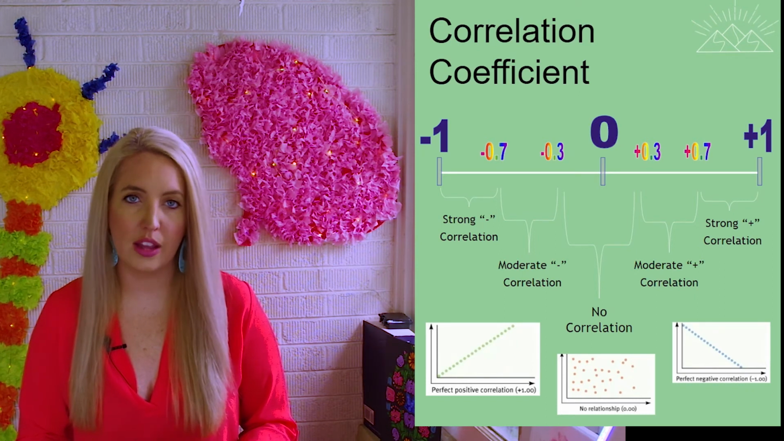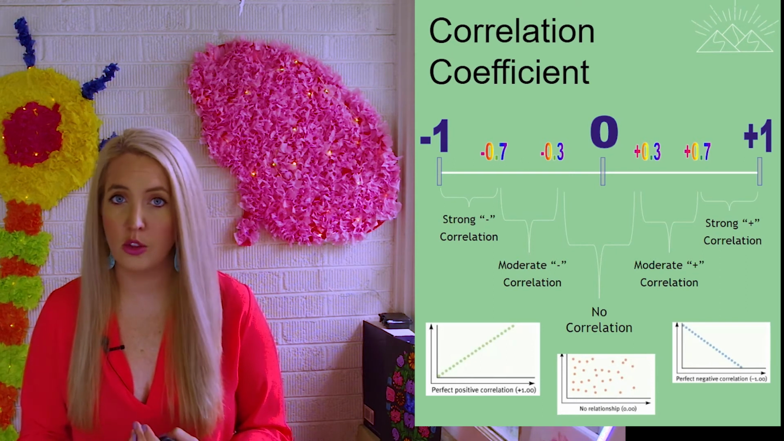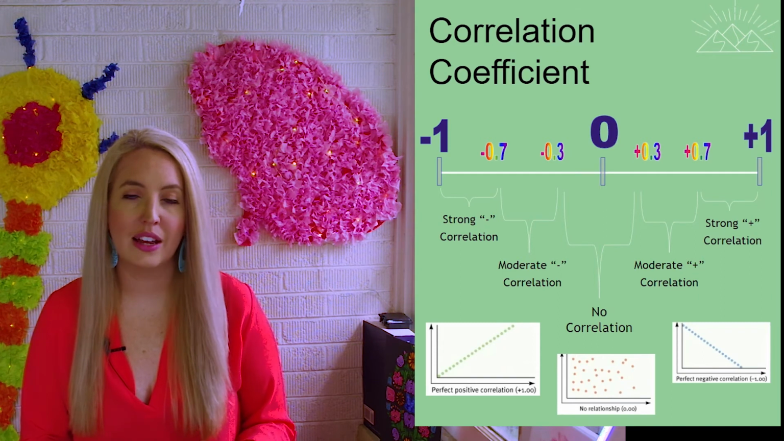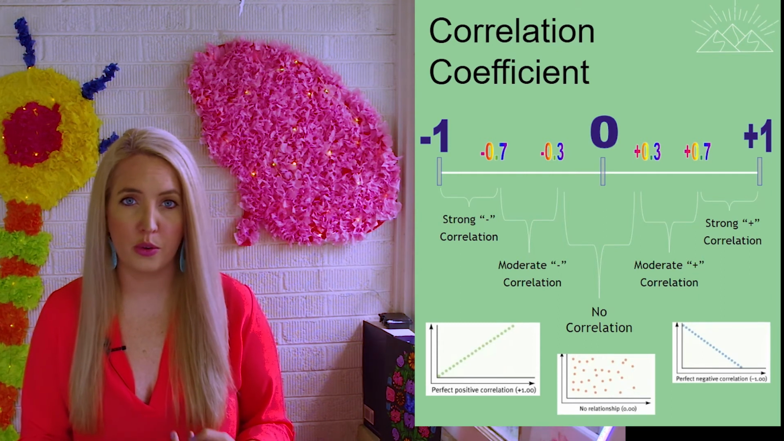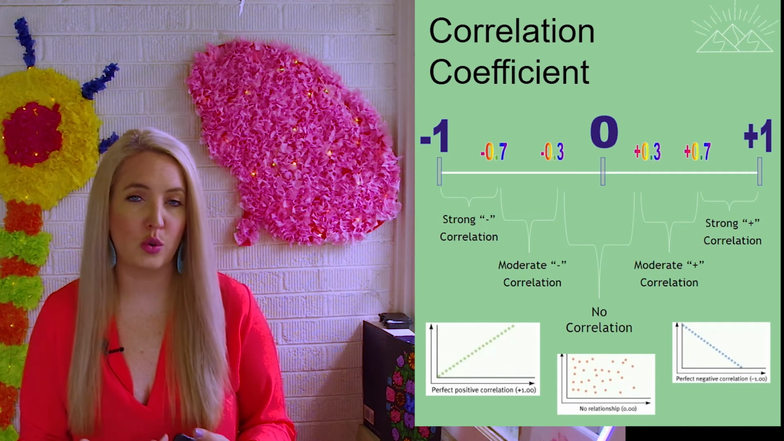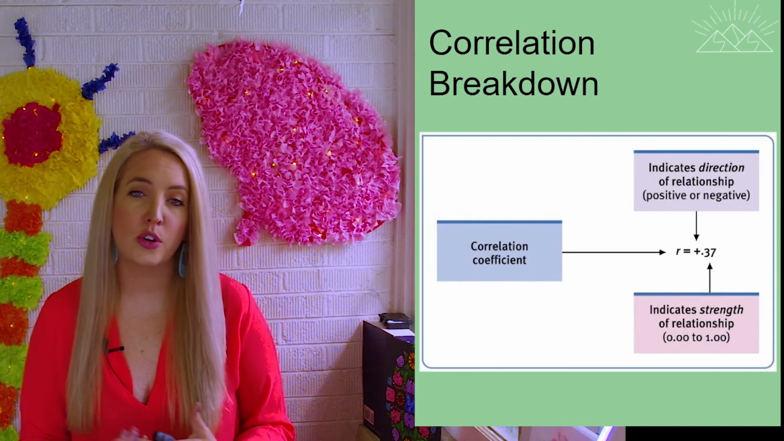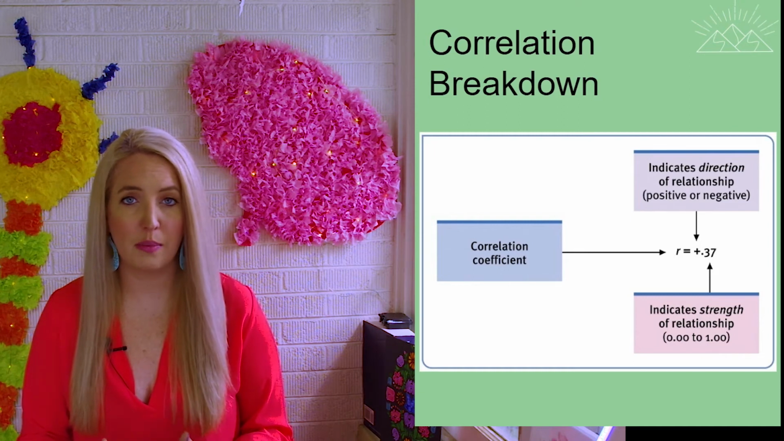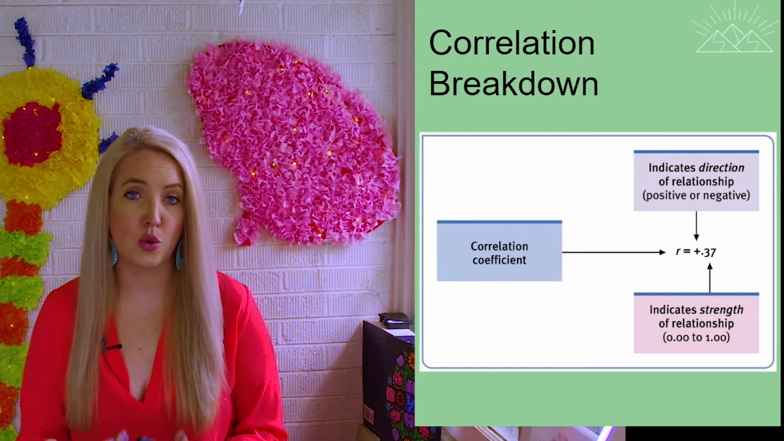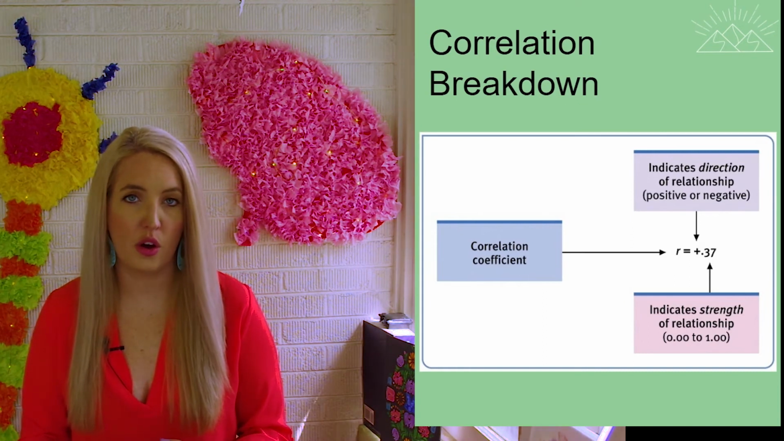So if we see a correlation of negative 0.2 or positive 0.3, we know that those are negative or positive in the direction that the graph is going, but that both of those graphs are very weak correlations, meaning there's almost no relationship between the two factors that we're looking at. So that is how we're going to read these correlation coefficients. R tells us the relationship, positive or negative tells us the direction of the graph, and the number tells us how strong the correlation coefficient is.